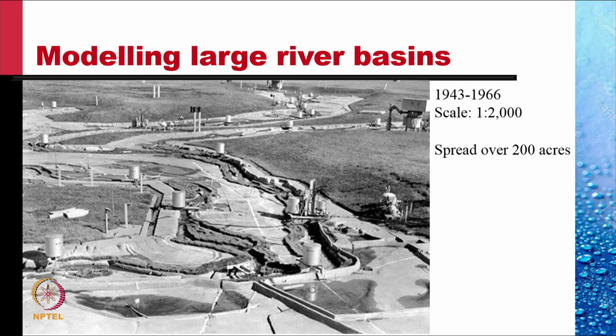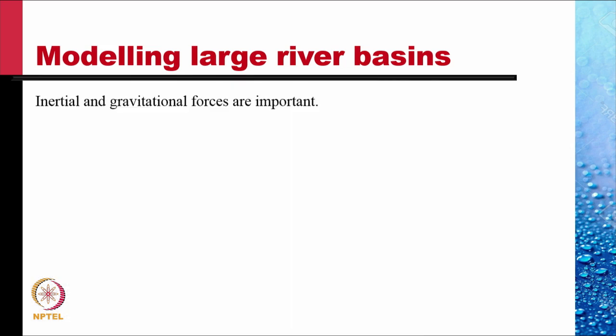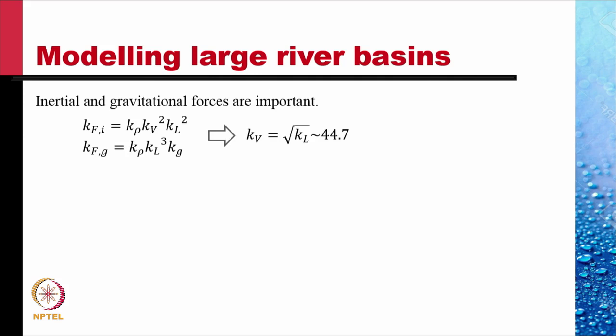This model for length uses a scale of 1:2000. So 2000 kilometers are represented by 1 kilometer. This is a huge model spread over 200 acres. In a river model, inertial and gravitational forces are important, and this again results in the Froude number similarity.